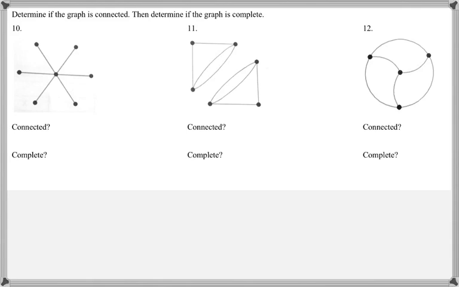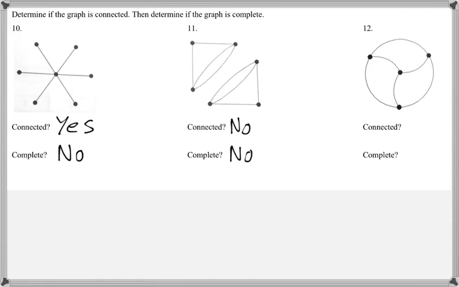So number 10 is connected because you can travel from any vertex to any other vertex. But it is not complete because each vertex is not directly connected. So if you look at the bottom two vertices, I can travel from one to the other, but they're not directly connected. Looking at the graph for number 11, this graph is separated. So it's not connected. And because it's not connected, it can't be complete.